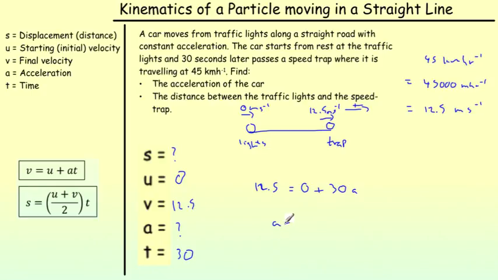That means that a is equal to 12.5 divided by 30. And when we work that out, that gives us 5/12. Acceleration is 5/12. If it's a fraction, you can leave it as a fraction. So 5/12, and that's going to be meters per second squared for acceleration. That's 5/12 meters per second squared. So you can use exact answers like this.